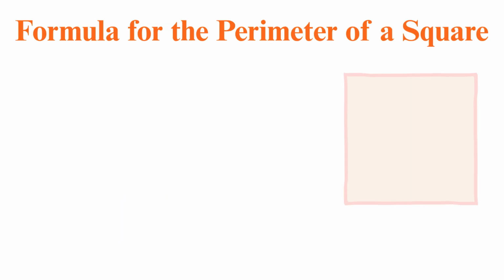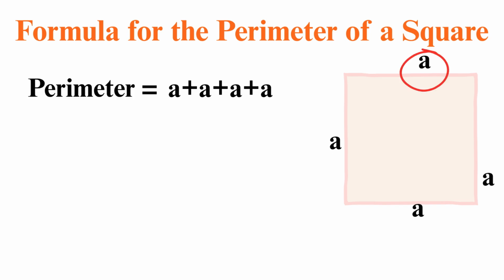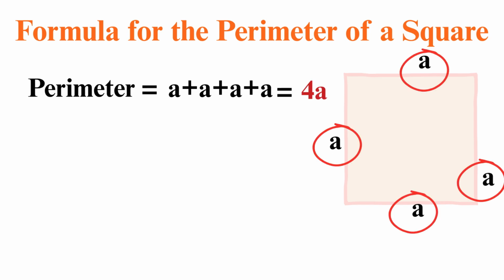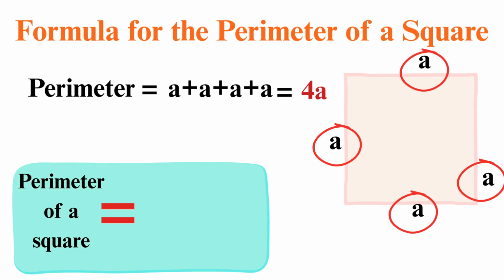Now let's write a formula. Suppose the side length of the square is called A, then the perimeter is A plus A plus A plus A. That is the same as 4 times A. So the formula for the perimeter of a square is perimeter equals 4 times the side length. Or more simply, P equals 4 times A.